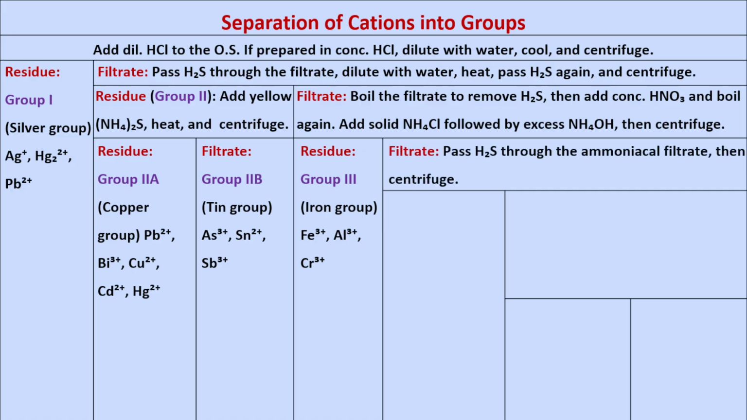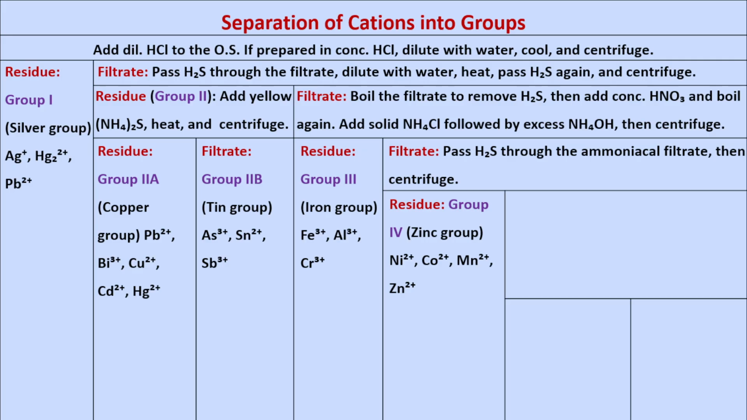To the ammoniacal filtrate, pass H2S gas again and then centrifuge. The residue now may contain group 4 cations, which include nickel, cobalt, manganese, zinc. This is called the zinc group. Now let us look at the filtrate again.